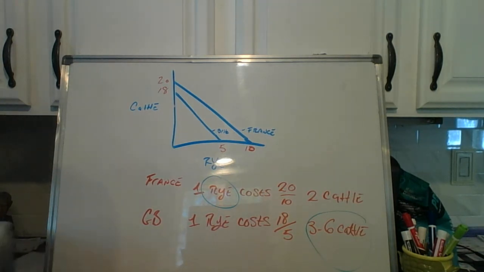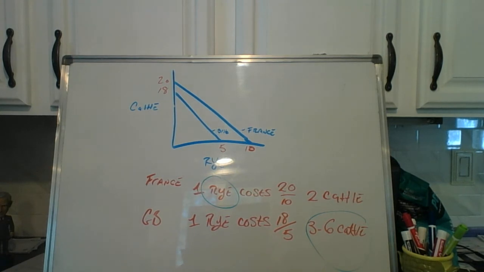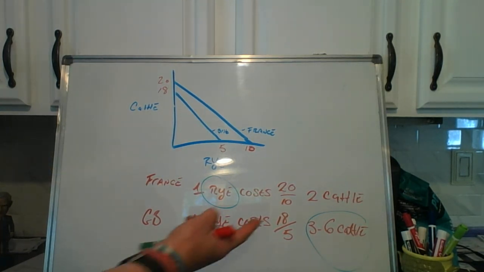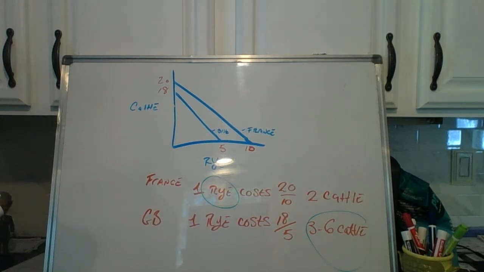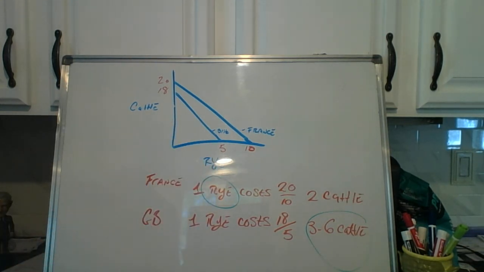Okay, so this question actually should have been D, because A says Britain has a comparative advantage in cattle, which is true. So if you pick that, you didn't really know your choices, because D also says France has a comparative advantage in rye, which is also true. So it was A and D.